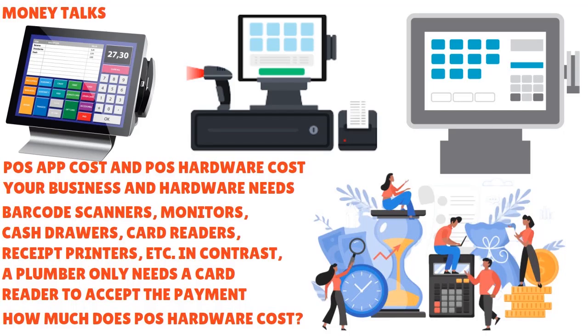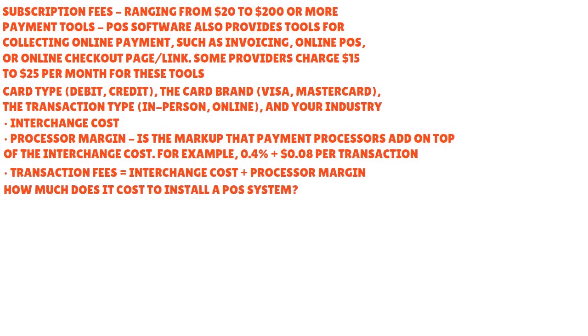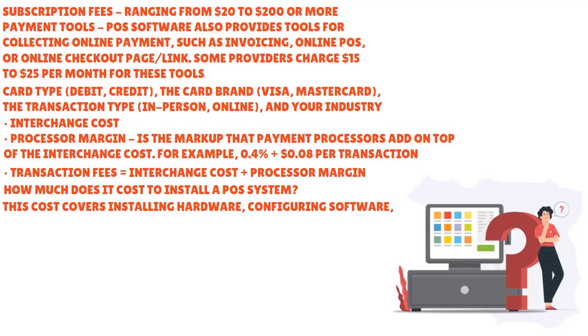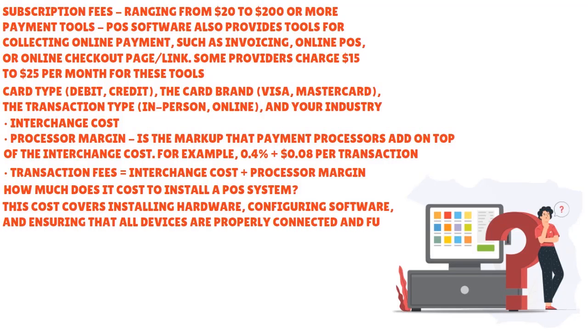Okay. So how much does it cost to install a POS system? So for traditional POS, the installation fees can cost from hundreds to several $1,000s, depending on the setup complexity. This cost covers installing hardware, configuring software, and ensuring that all devices are properly connected and functioning. Okay, you got to have this sort of functionality here.